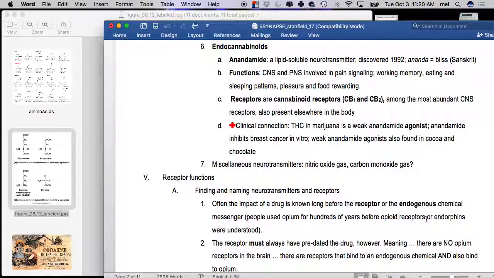So we'll talk about that one a little bit later. I'll tell you a little bit more about how it works. And there are receptors for anandamide all over the brain. Okay, we'll stop there.